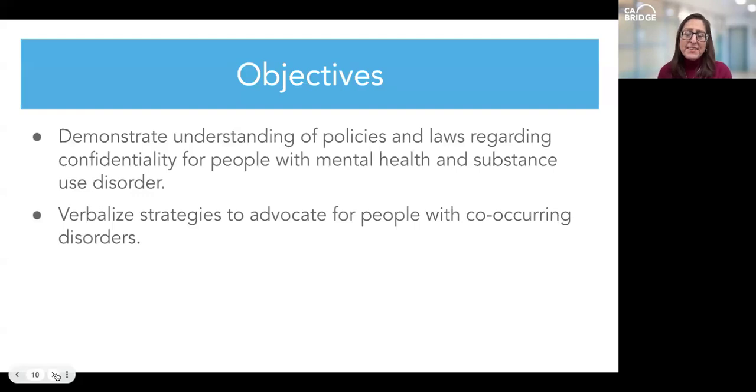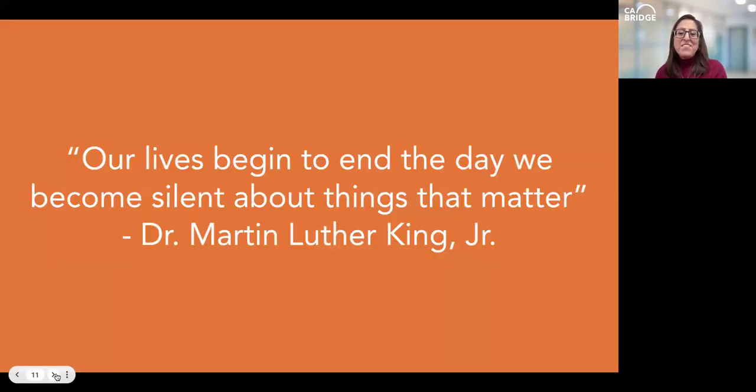So today's objectives, all things advocating, right? Understanding policies, laws, and confidentiality for mental health and substance use disorder, and verbalized strategies. Sometimes this is a really hard road to navigate, to advocate and not become overly aggressive or assertive, because some of these situations are something you're passionate about, and you need to take an approach where you can get people to listen, right? This is really hard to navigate.